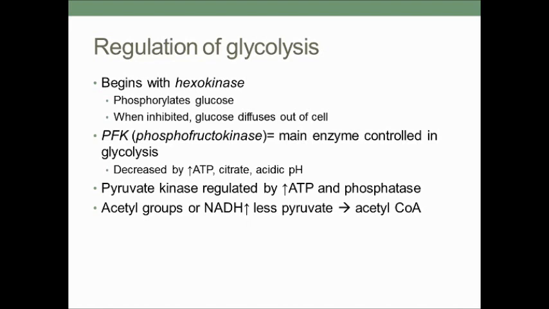Remember, PFK or phosphofructokinase is the main enzyme that is controlled in glycolysis. It's our rate-limiting enzyme. Its activity is decreased by an increased level of ATP, citrate, and even an acidic pH. Pyruvate kinase, which creates pyruvate, is also regulated by too much ATP and phosphatase. Having acetyl groups or too high of NADH means that less pyruvate can be converted into acetyl-CoA.